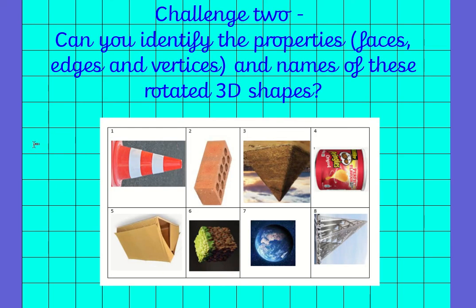And this is your challenge 2, your gold challenge. Can you identify the properties, that means the faces, the edges and the vertices, and the names of these rotated 3D shapes? So I've got 8 pictures here of 8 3D shapes in a real world context, but I've not just stuck them on the page, I have turned them. So they might be a quarter turn, a half turn, a 3/4 turn. What I'd like you to do is identify the properties and the name of these shapes, please. That's your challenge 2. If you want to pause the video and go away and do it now, that's absolutely fine.